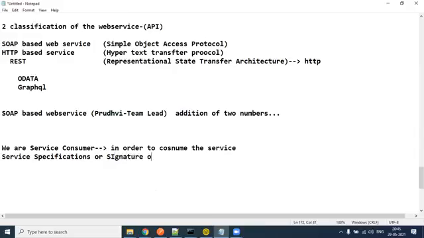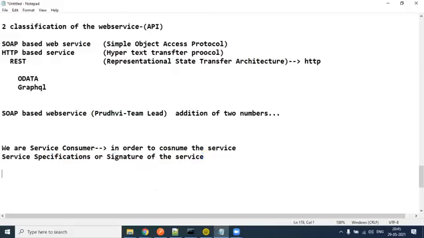We need service specifications or the signature of the service. The signature might consist of different things, but the point I'm trying to say is we don't need to demand the code. Do we need to demand the code of the service from Prithvi? Do we need to tell him to provide the complete code base of the service? No. We need to demand the service specifications or the signature of the service.